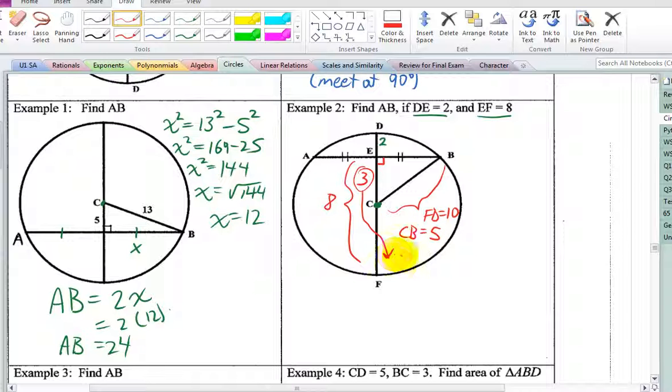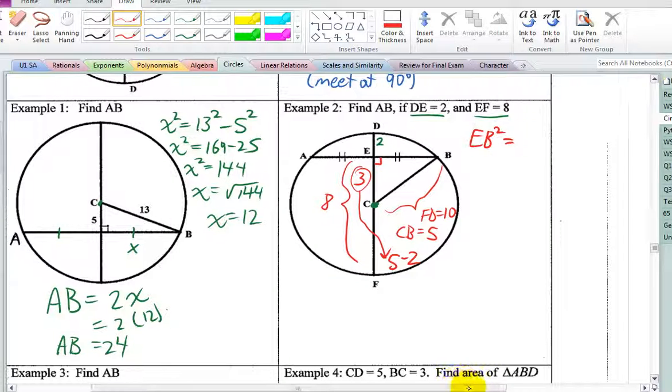5 minus 2. Thank you. Okay, 5 minus 2. So we just have to do a whole bunch of little numbers there. Very careful. Okay, so now I want you to find what is EB squared. If you want, you could call it X or a Y, but I'm just going to use EB. So find EB, because that will help us find AB.